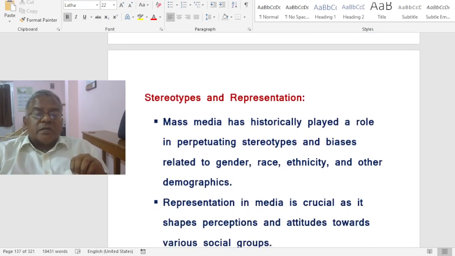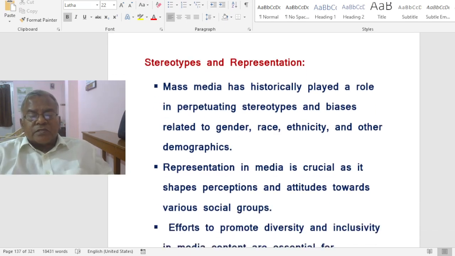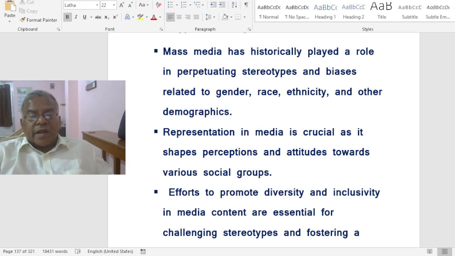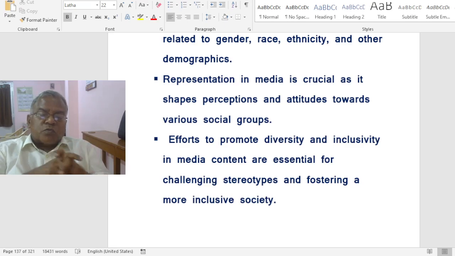Stereotypes and representation. Mass media has historically played a role in perpetuating stereotypes and biases related to gender, race, ethnicity, and other demographics. Representation in media is crucial as it shapes perceptions and attitudes towards various social groups. Efforts to promote diversity and inclusivity in media content are essential for challenging stereotypes and fostering a more inclusive society.